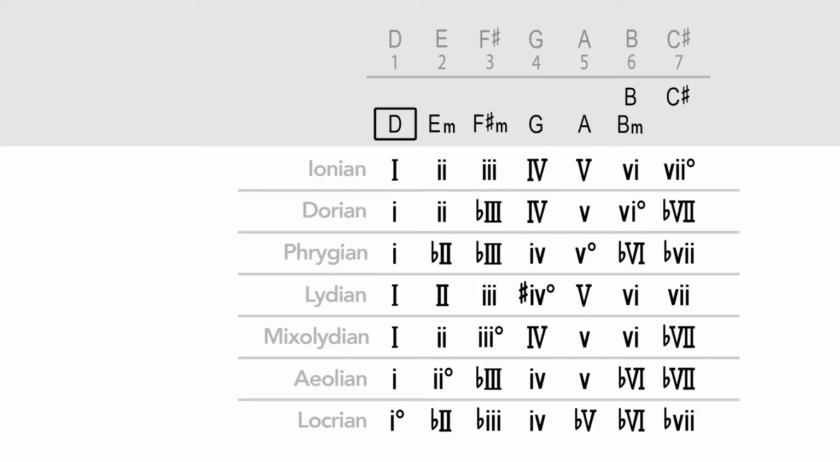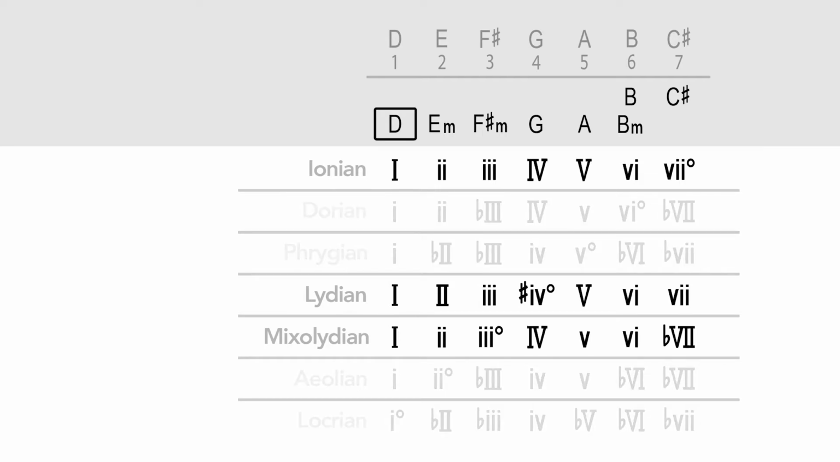Now because D is the tonic, or the 1 chord, and it's a major chord, that means that D is a major 1, which narrows it down to the Ionian mode, the Lydian mode, or the Mixolydian mode. Then E minor is a minor 2, although that still means that it could be Ionian or Mixolydian since both modes have a minor 2.